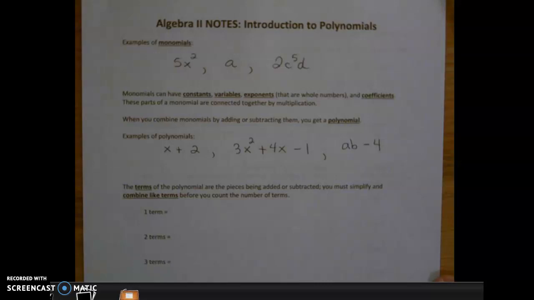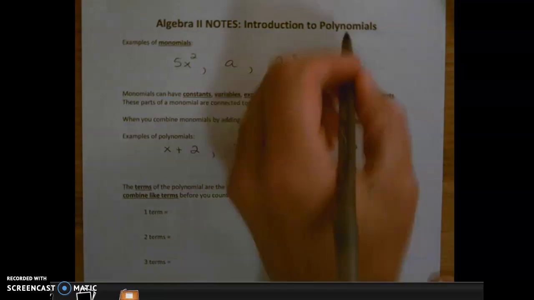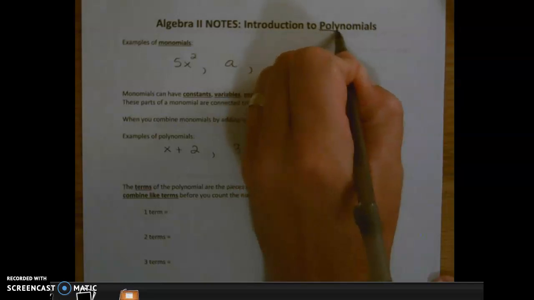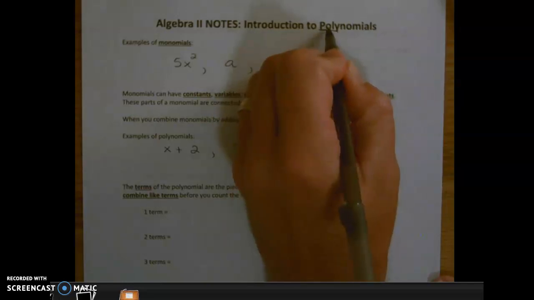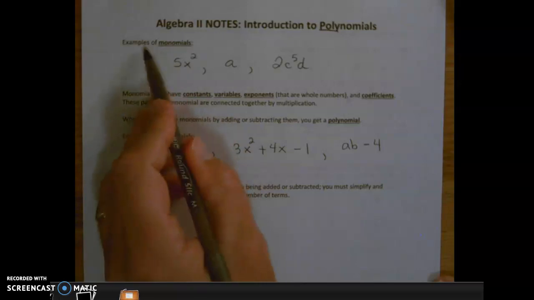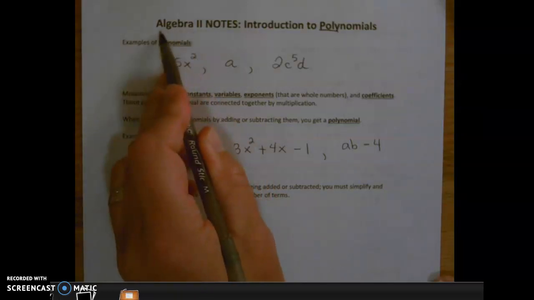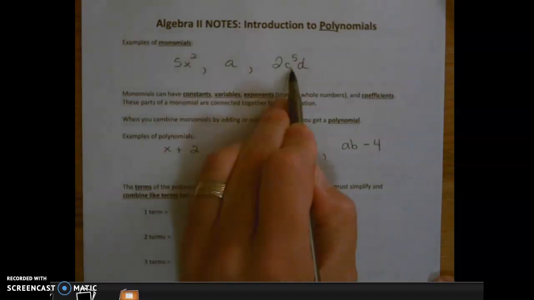Hey class, today we're going to start talking about polynomials. Poly means more than one term. So let's just start off by talking about one term. If we have one term, then what we have is a monomial. So here are three examples of monomials.